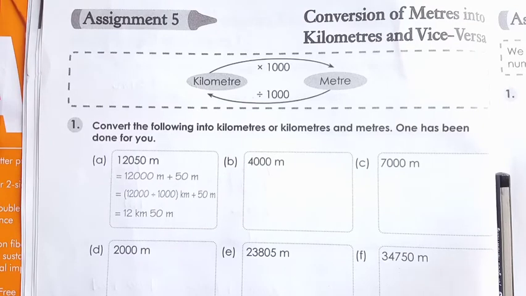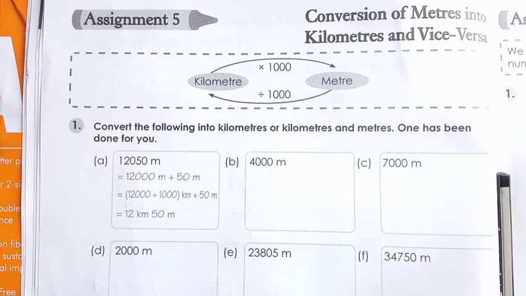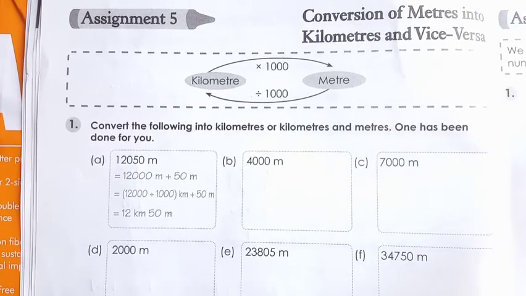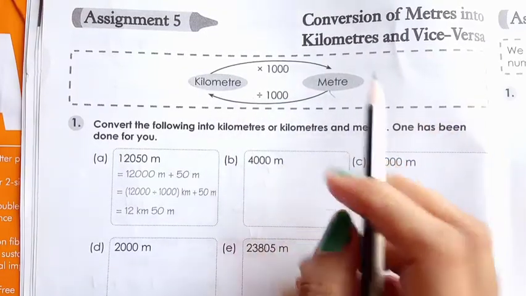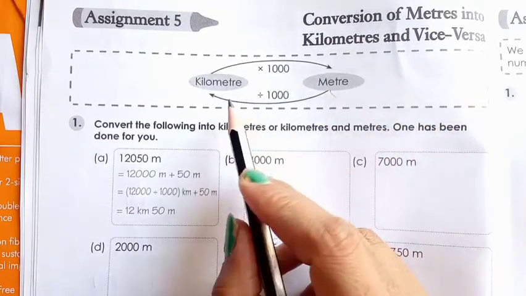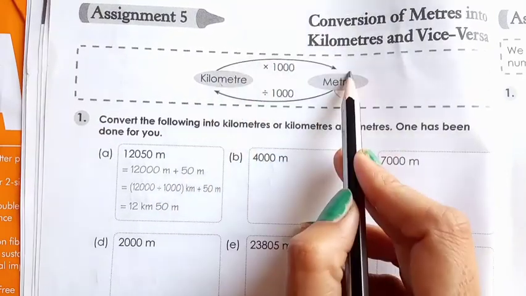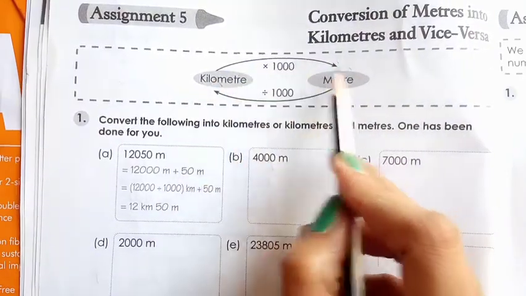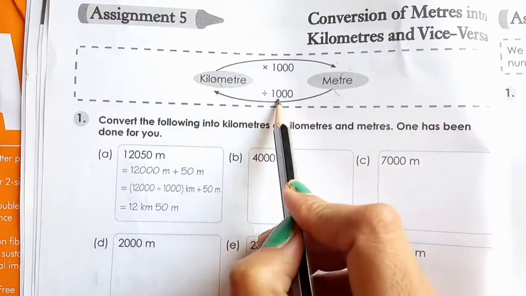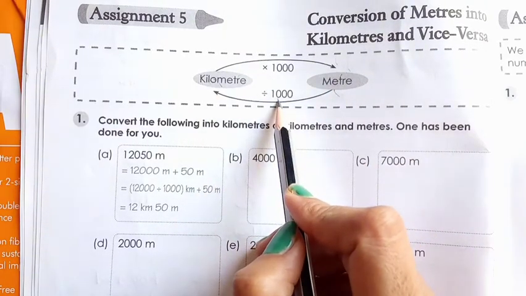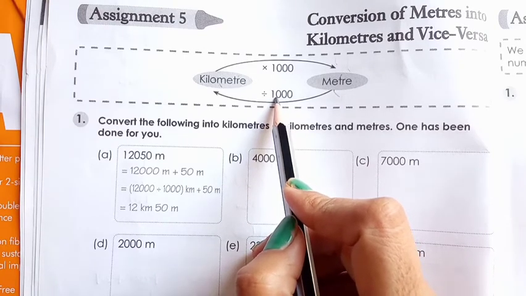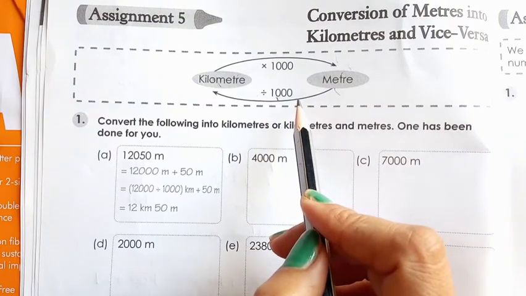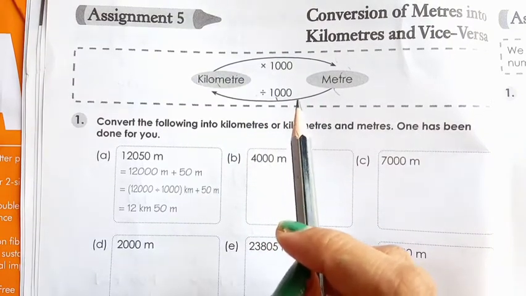Next page, assignment 5, conversion of meters into kilometer and vice versa. See, we have to now convert in kilometer and meter. So here 1 kilometer is equal to 1000 meter. Before this I taught you kilometer to meter, bigger to smaller we will multiply, but smaller to bigger we will divide. Same formula, but in meter centimeter there is 100 has 2 zeros, 1000 has 3 zeros. So instead of 2 number we will take 3 digits from one's place, from right side.